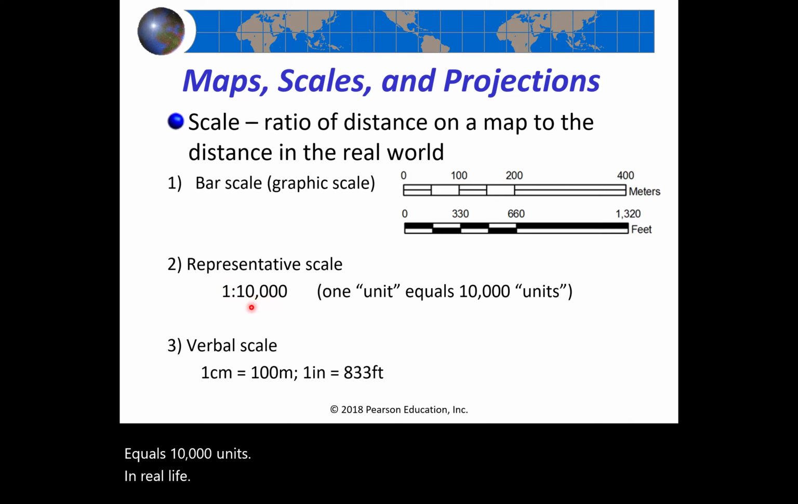And if I can pick any unit, I'm going to pick inches. It means 1 inch on the map equals 10,000 inches in real life. You have to use the same unit on both sides. That's the trick with the representative scale. I could say 1 centimeter on the map equals 10,000 centimeters in real life. I could do that too. Of course, 10,000 centimeters doesn't really mean a lot to me.